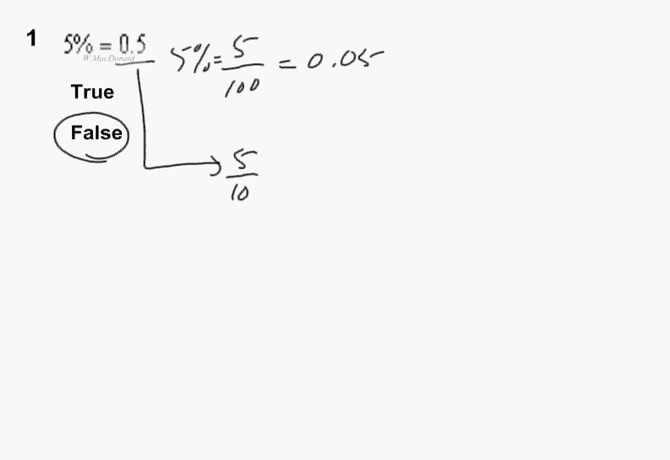Now, 5% is 5 out of 100, which is 5/100ths, which if I was to write as a decimal, is 0.05. So clearly, this is 5/10ths, which is actually 50%. So there's two things you could have said. You could have said that 5/10ths, which is 0.5, is equal to 50%, or you could have said 5% is equal to 5/100ths, which is 0.05. Either way, you're showing why it's false.